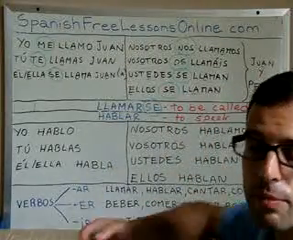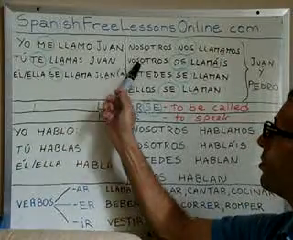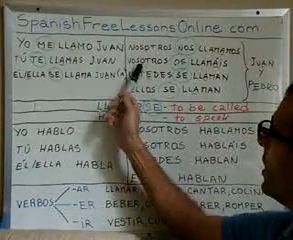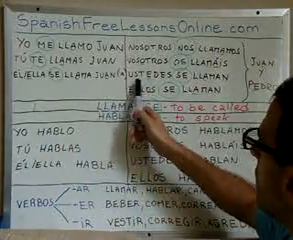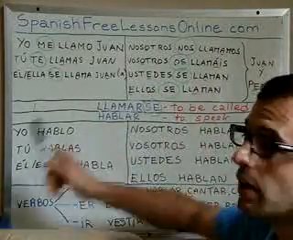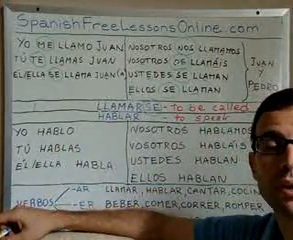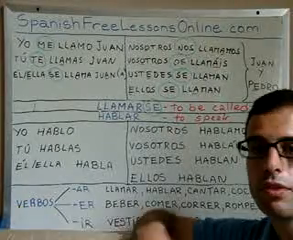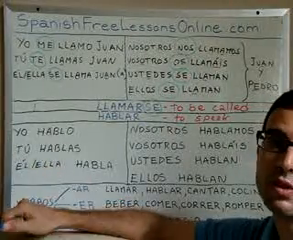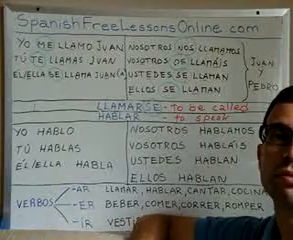So I repeat this once again. Vosotros is the way that they speak in Spain. Ustedes is the way that is spoken in Latin America. But both ways are academically correct, and you can just use the one that is easier for you. Okay?